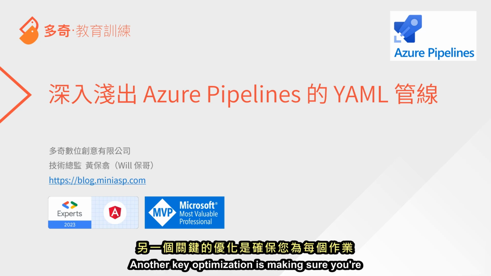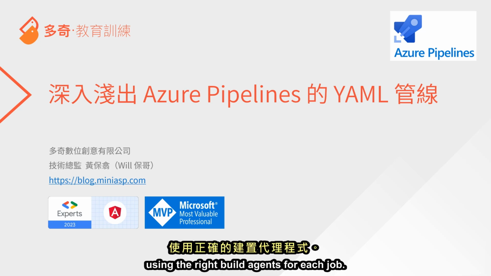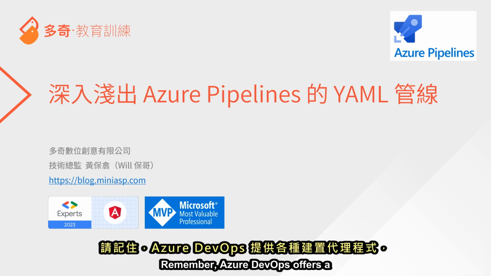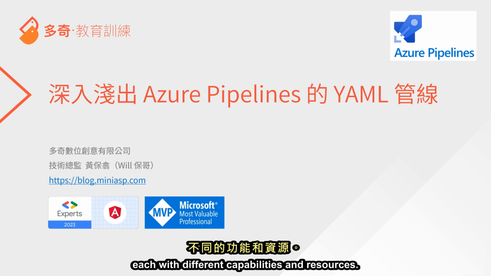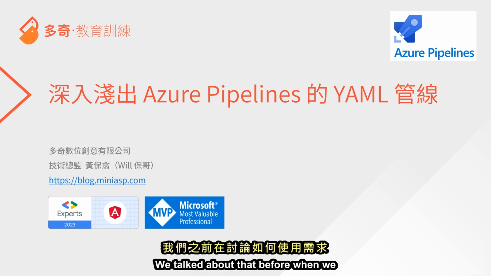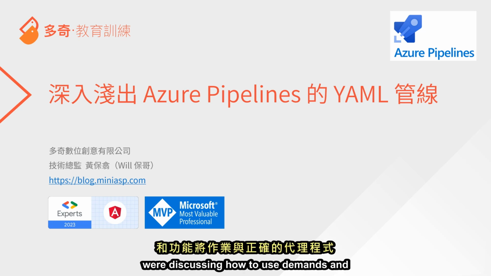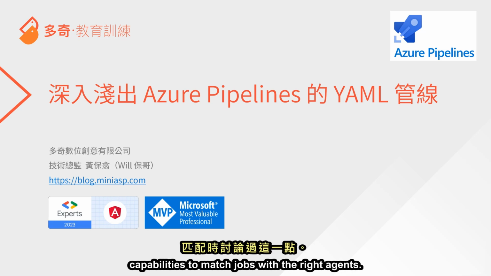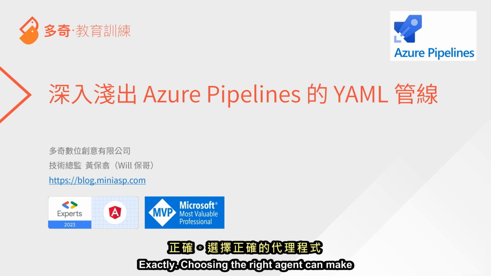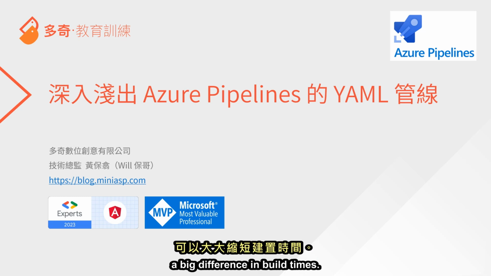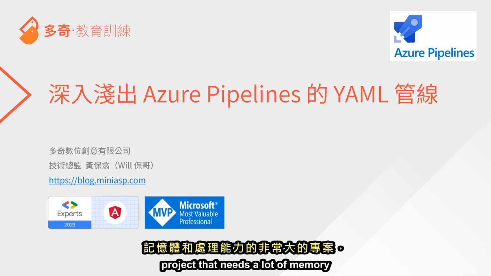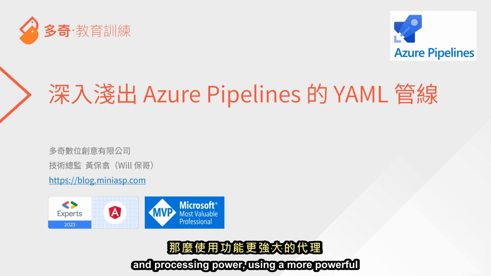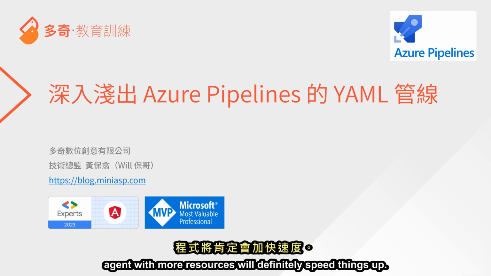Another key optimization is making sure you're using the right build agents for each job. Remember, Azure DevOps offers a whole variety of build agents, each with different capabilities and resources. Right, we talked about that before when we were discussing how to use demands and capabilities to match jobs with the right agents. Exactly. Choosing the right agent can make a big difference in build times. For example, if you're building a really large project that needs a lot of memory and processing power, using a more powerful agent with more resources will definitely speed things up.